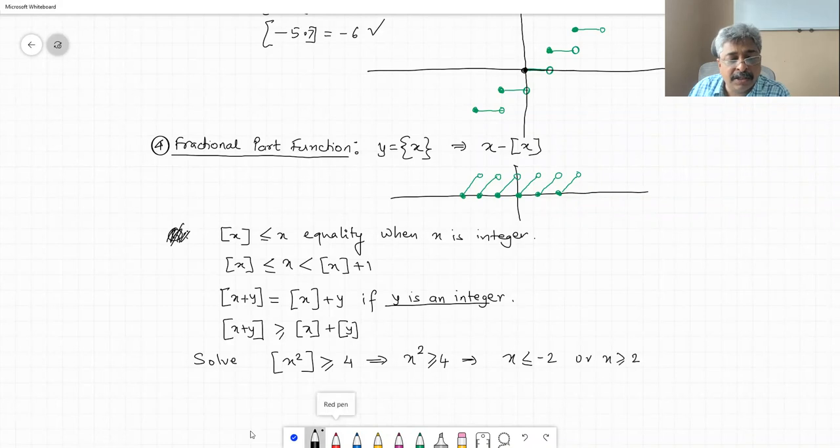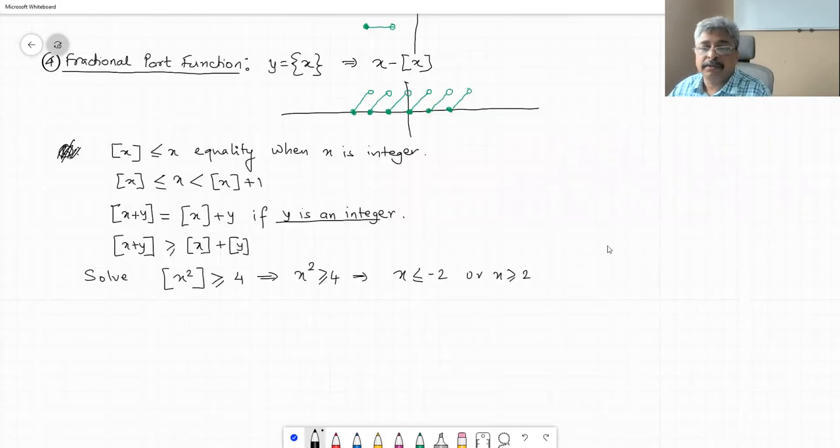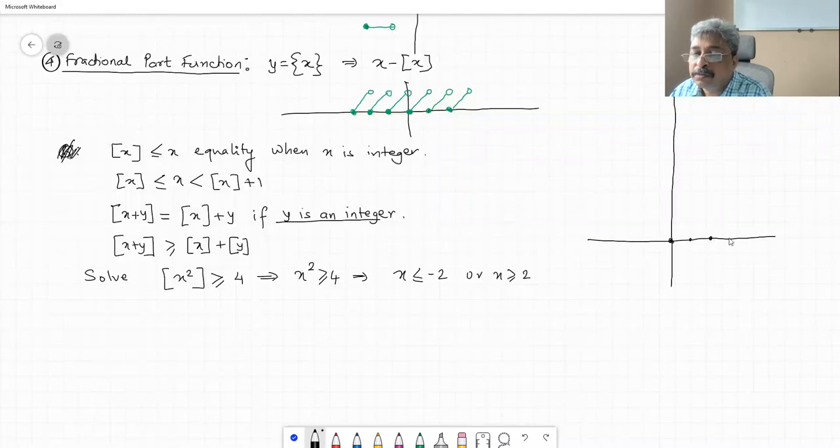Now, I think we had done this in 9th standard, but let me just give you once again so that you don't make any error in subsequent problems on greatest integer function. Y is equal to x square. 0, 1, 2, 3, minus 1, minus 2, minus 3. 1, 2, 3, 4, 5, 6, 7, 8, 9. Okay, so using different colors, let me just sketch y is equal to x square.